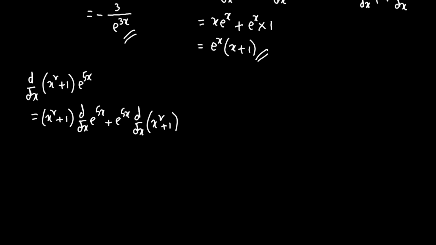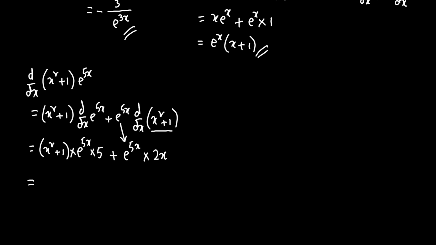So it's very simple now. Let me write x square plus 1, and if we differentiate e to the power 5x, it gives us e to the power 5x into 5, because on the top it is written here 5, then plus e to the power 5x, from here you can write directly, and differentiation of x square plus 1 gives us only 2x.